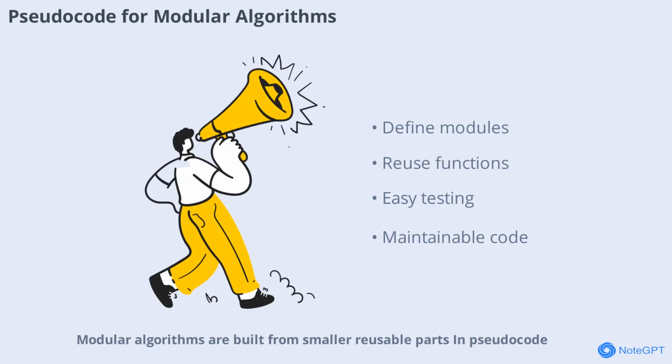Modular algorithms are built from smaller, reusable parts. In pseudocode, define each module or function separately, then show how they work together. This approach makes your algorithms easier to test, debug, and maintain.